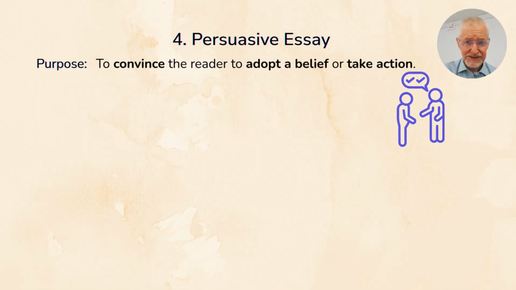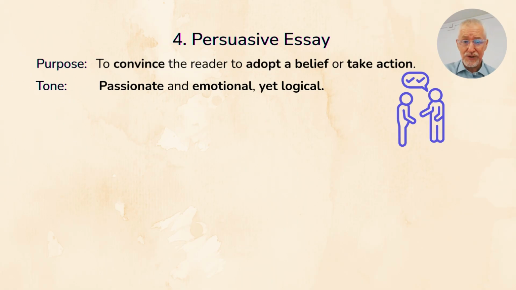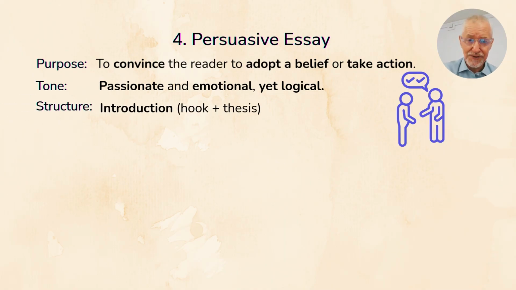In a persuasive essay, we want to convince the reader to adopt a belief or to take an action. We want them to believe something or to do something. Our tone and language are passionate and emotional, yet logical. Allow your passion and emotion to come through in your writing, but maintain the logic of your argument. Your introduction has a hook and a thesis.